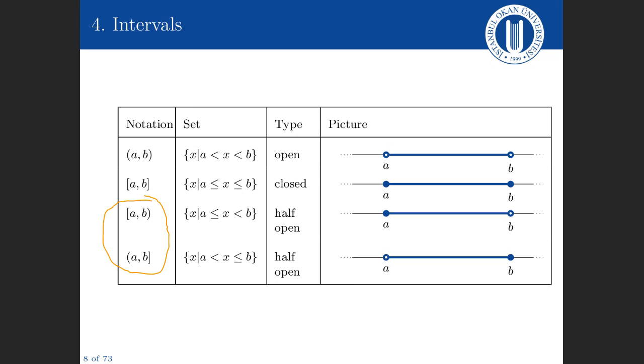Or we might have a half open interval, either square bracket a comma b round bracket or round bracket a comma b square bracket. These two intervals include one of the endpoints, but not the other endpoint. So these two intervals are half open.